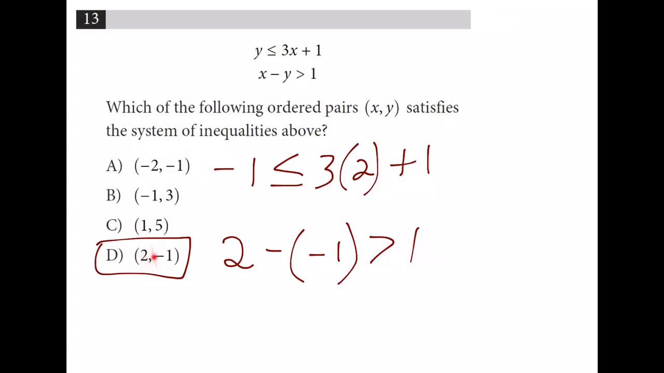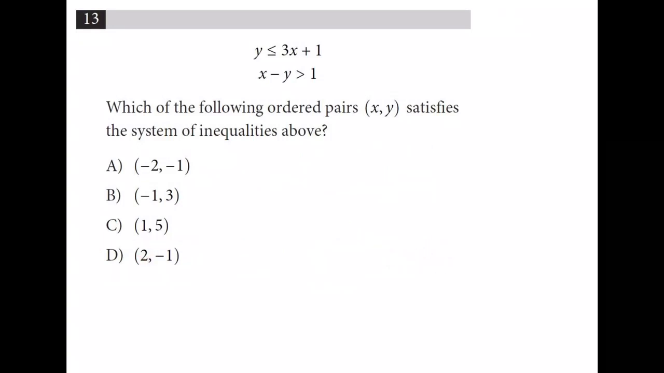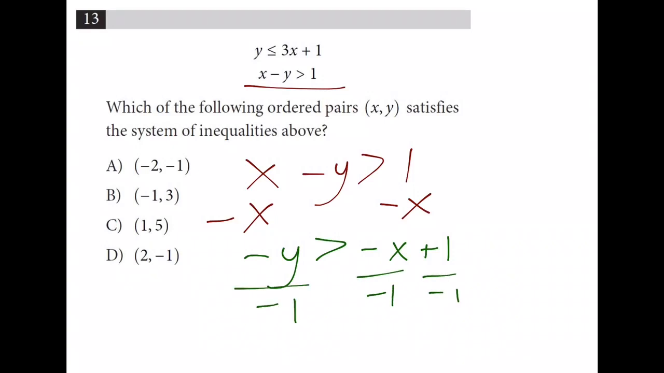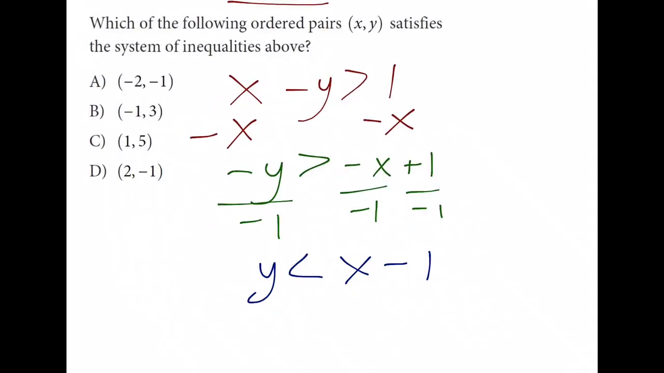That's why D is correct. Alternately, I could solve this second equation for y. So if I start with x minus y is greater than 1, I'm going to subtract x from both sides. I'll put the x first, then the number, and I'm going to divide out this negative 1. And remember, when I divide by a negative number, the inequality flips. So the alternate version of this inequality is y is less than x minus 1.